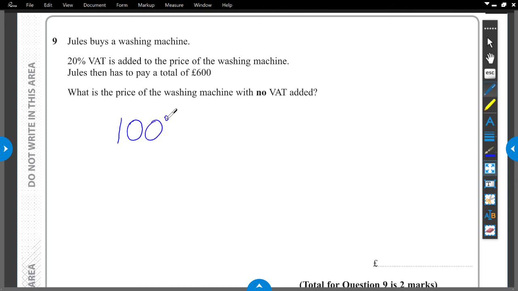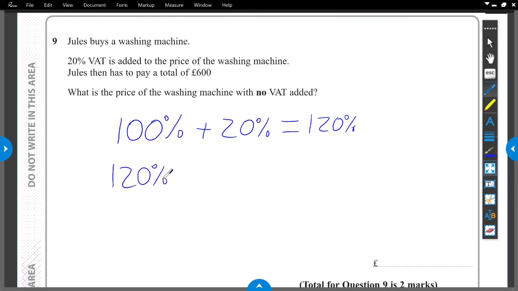So let's call the original value 100%. Now it's obviously 100% because it's the starting value. It hasn't really changed. It's just going to be its full value itself. And we're adding 20% of that. Then we get 120% in total. So 120% of the original value must be equal to 600.